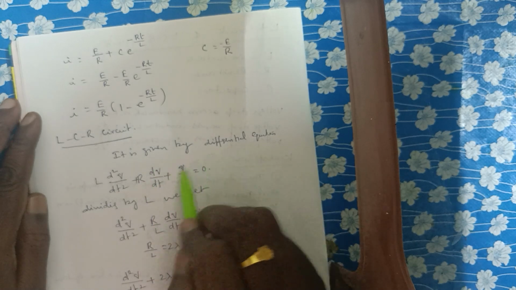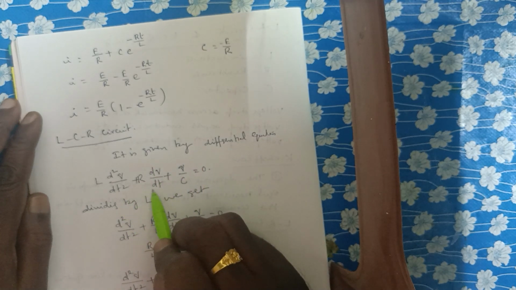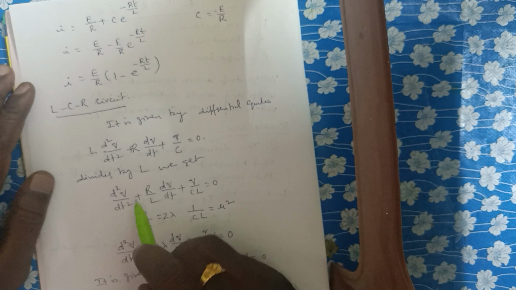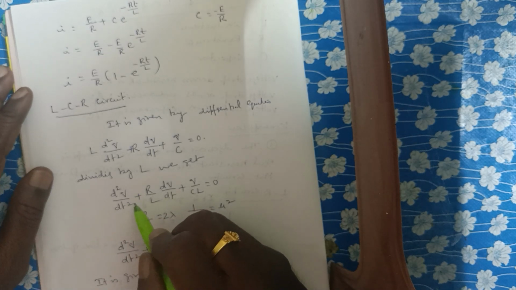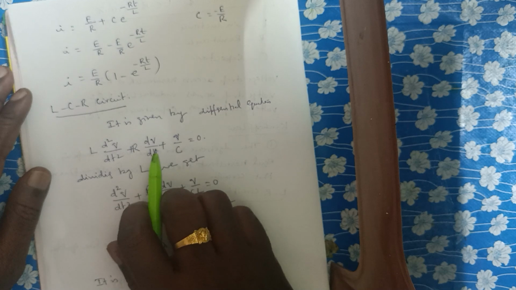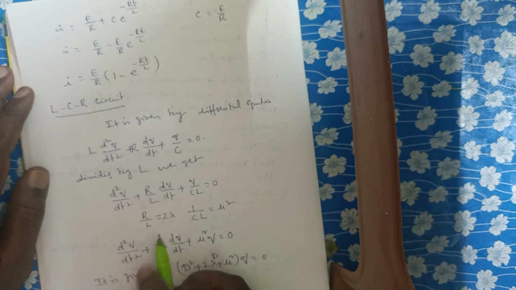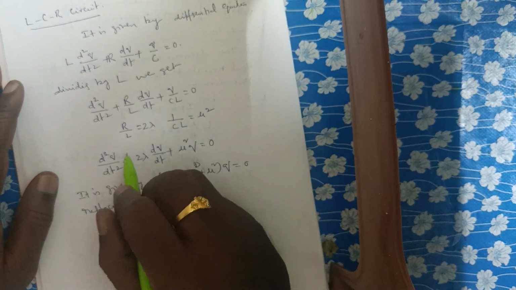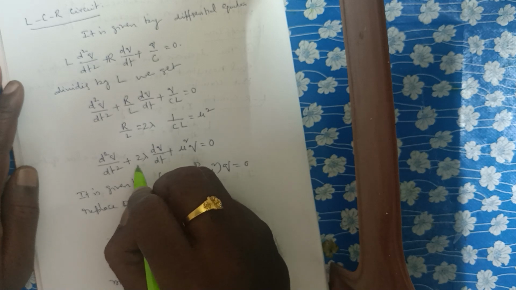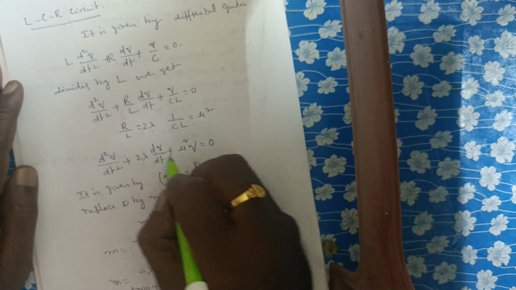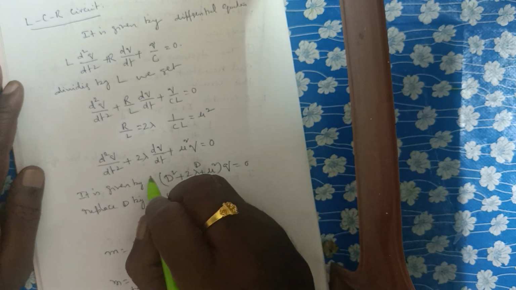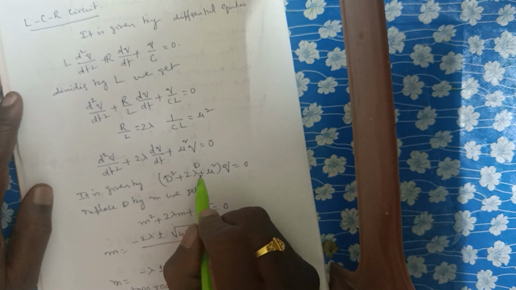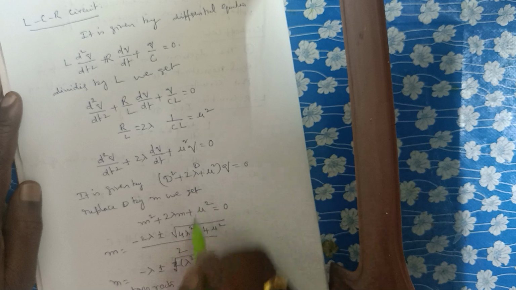The next circuit is the LCR circuit. It is given by the differential equation L d square q by dt square plus R dq by dt plus q by C is equal to 0. Dividing by L, we get d square q by dt square plus R by L dq by dt plus q by CL equal to 0. R by L is equal to lambda, 1 by CL equal to mu square. Then we have d square q by dt square plus 2 lambda dq by dt plus mu square q is equal to 0. It is given by the differential equation D squared plus 2 lambda D plus mu square of q is equal to 0.